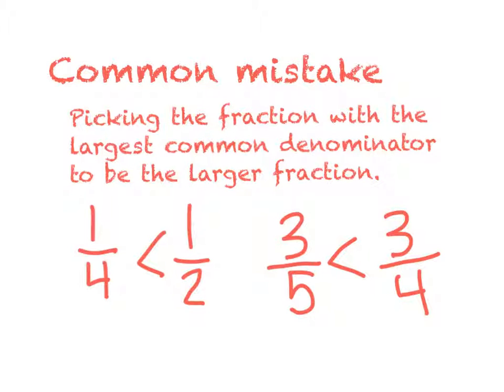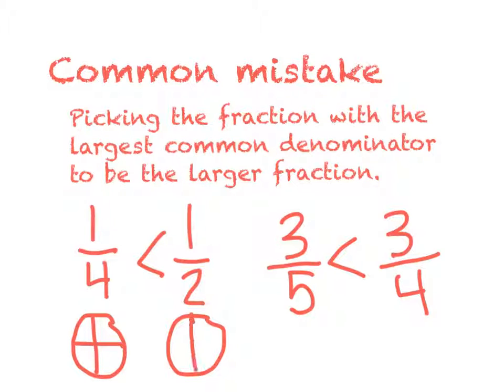A common mistake a lot of people have made is picking the fraction with the largest common denominator to be the larger fraction. So examples of this: 1/2 is bigger than 1/4. And how you can always tell if your work is correct is by drawing it out. So we're going to draw 2 circles. And the 1/4 we're going to slice into 4 pieces. And then the 1/2 we're going to slice it into 2 pieces.